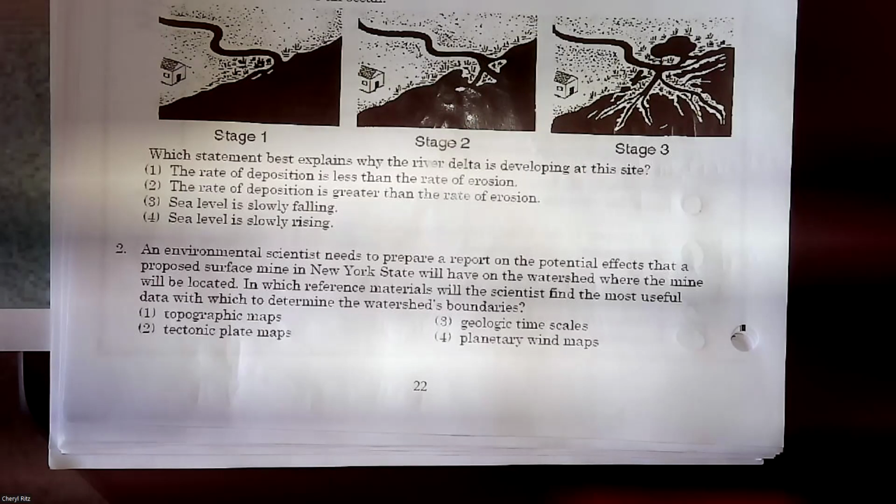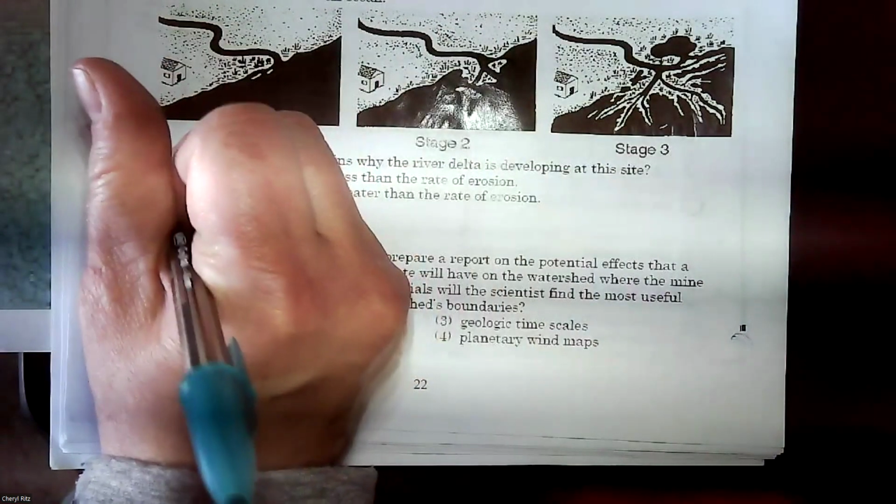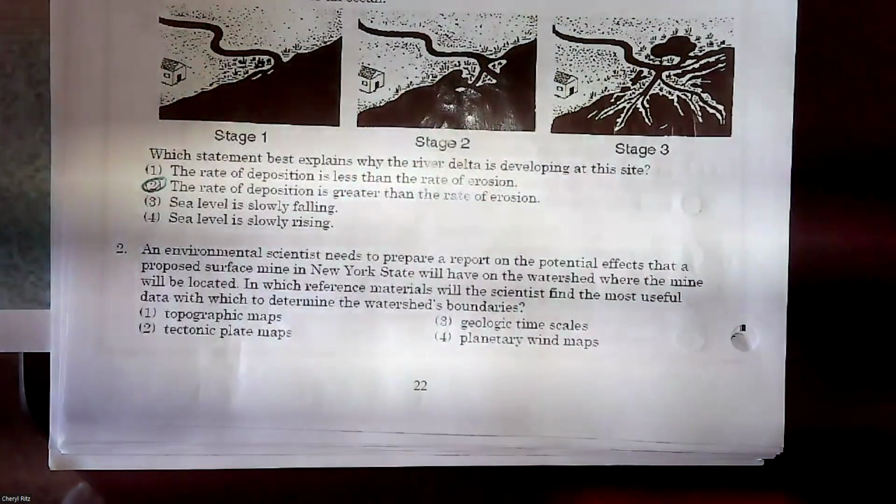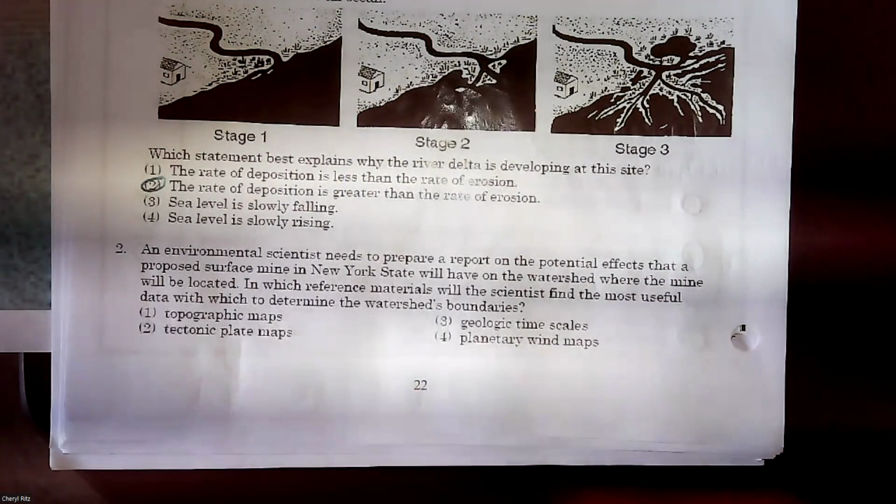Yeah, that's it. Sea level rising or sea level falling would not be the explanation of why this is forming here. Because in fact, you can see, compared to the house, the sea level's in the exact same spot. So that hasn't changed in this picture.